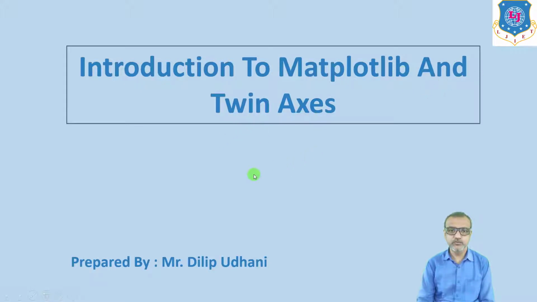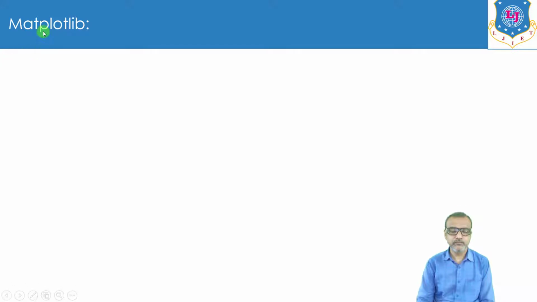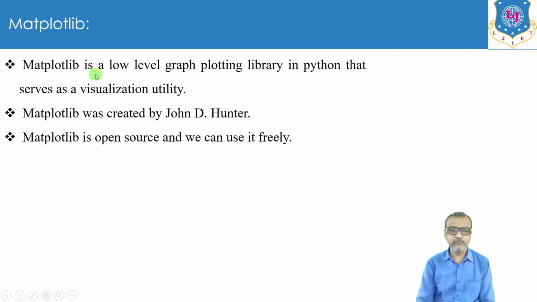So let's start. First of all, we will see what is Matplotlib. Matplotlib is a low-level graph plotting library in Python that serves as a visualization utility. Matplotlib was created by John D. Hunter. Matplotlib is open source and we can use it freely. Open source means we don't require any license to install Matplotlib.